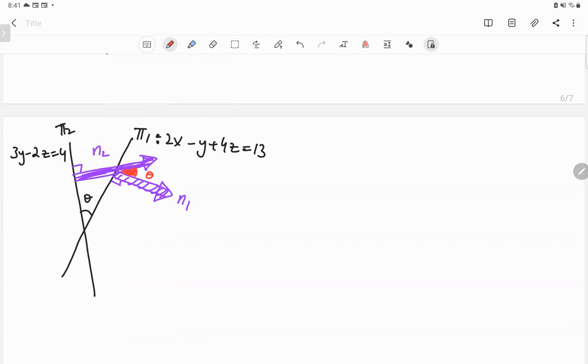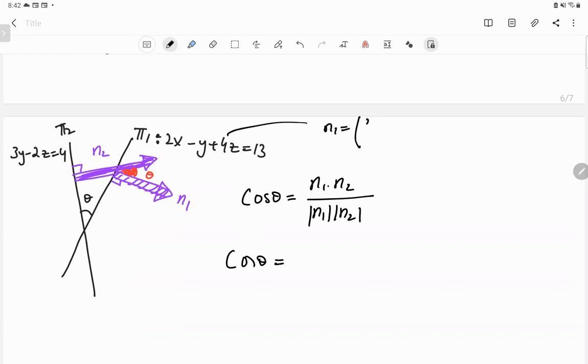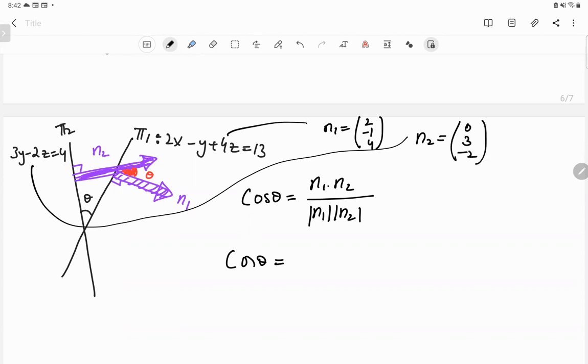This is a special case. Not always the geometry of the normal vectors will be like this, but if we assume that this is the case, we can find the angle theta directly by using dot product. You know, cos theta is equal to n1 dot n2 divided by n1's magnitude and n2's magnitude. Okay. Now cos theta is equal to, you know that n1 is equal to 2, minus 1, 4, and n2 is equal to 0, 3, minus 2. Okay.